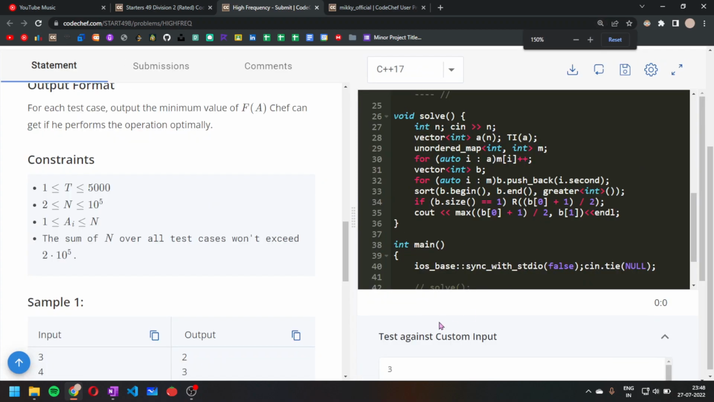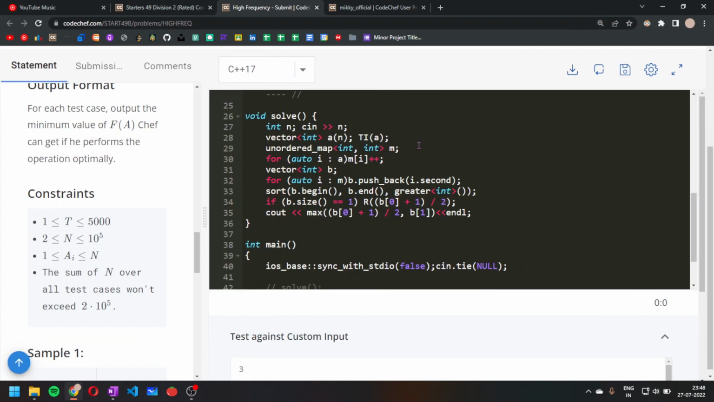What I have done here in the solution is, firstly, I've made an unordered map, and in this unordered map I've stored all the key-value pairs, or all the frequencies. Then I've made another vector B, and in the vector B I'm pushing the frequencies, because we don't care about the values, but we care about the frequencies. So in the B array, I'm pushing the frequencies.